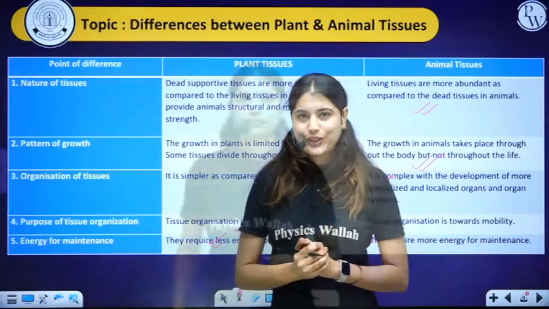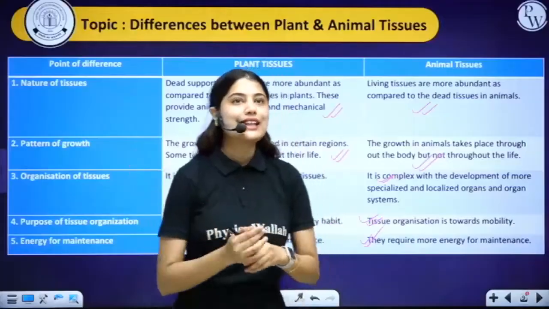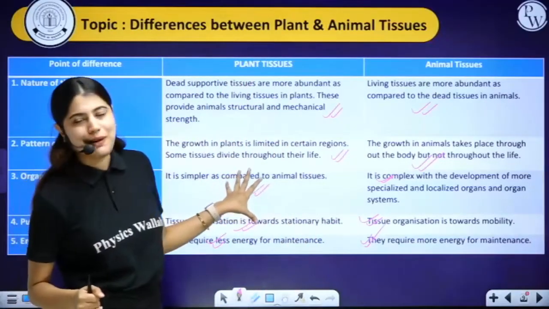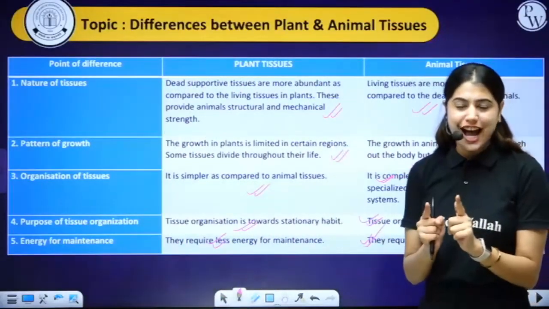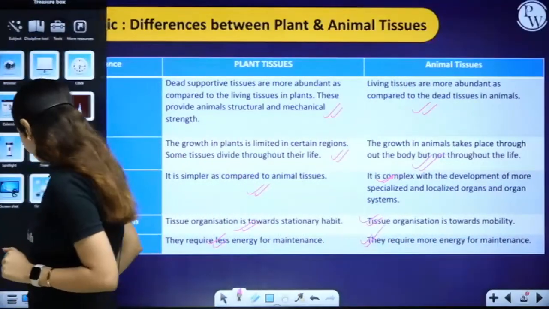Let's move forward. Alright, now we start with the next topic, that is we're going to see these tissues in detail. First we will see the plant tissue, then we will move towards the animal tissue. So let's get started with the discussion of plant tissues first.